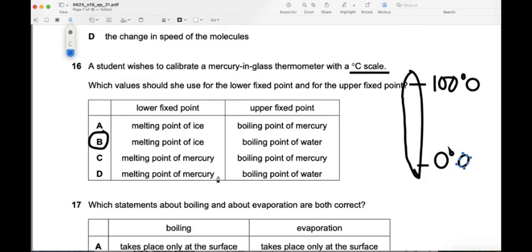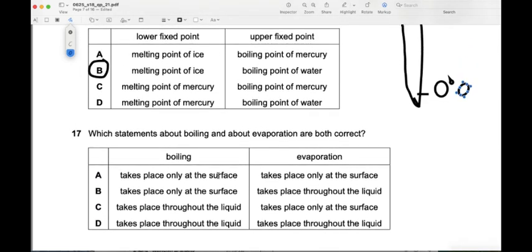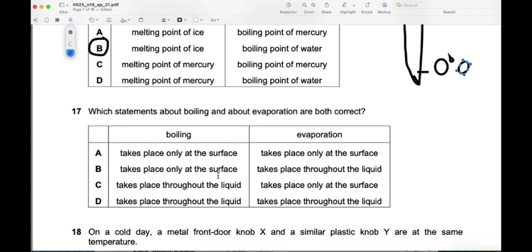Okay, so just a little bit, so we can move on. So then the next question: which statements about boiling and about evaporation are both correct? Boiling is a fast process, evaporation is a slow process. Boiling produces bubbles, evaporation does not produce bubbles. Evaporation requires a wide surface area. Boiling does not necessarily need a wider surface area. You know this at this point already.